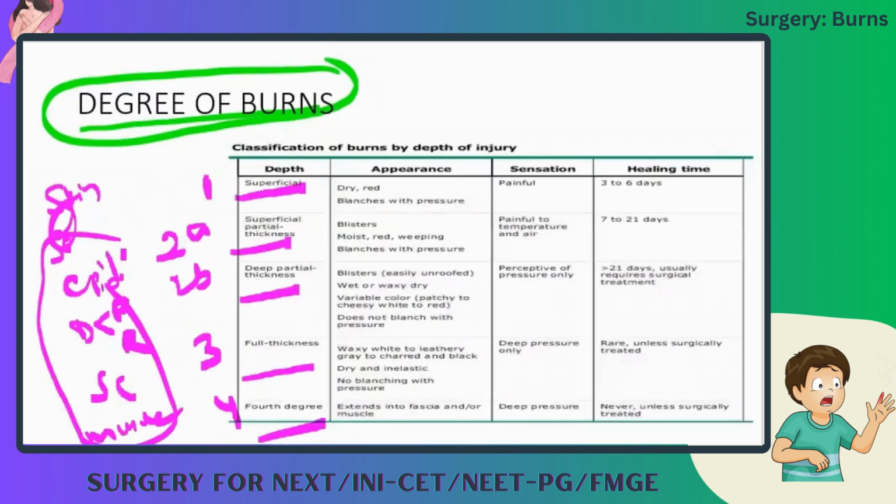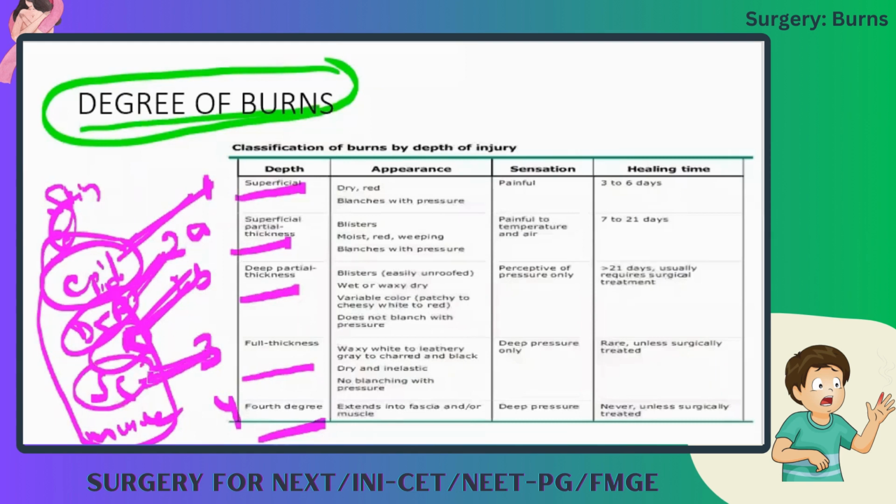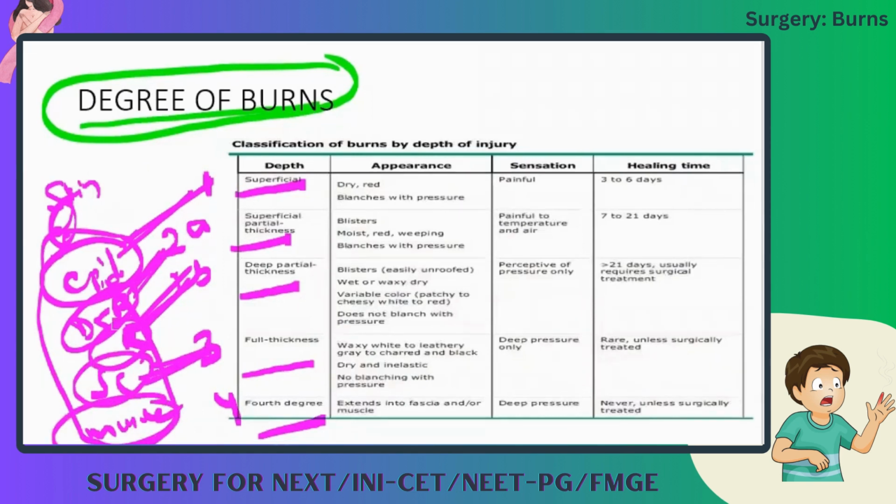So if it is only epidermis, it is superficial, first degree. Dermis partial thickness is only papillary dermis. Reticular dermis is deep partial. If subcutaneous tissue is also involved, it is full thickness. If muscle is involved, then it is fourth degree.